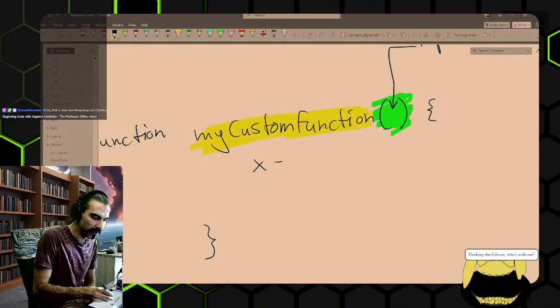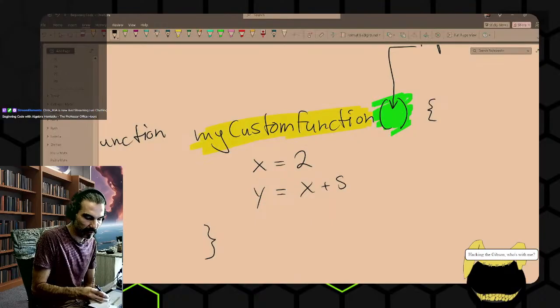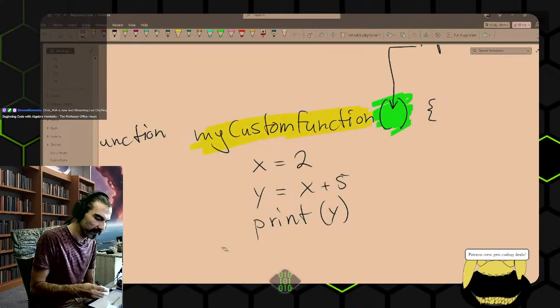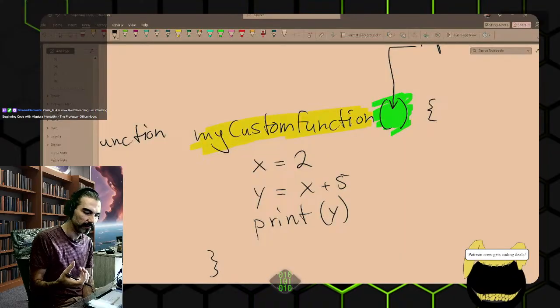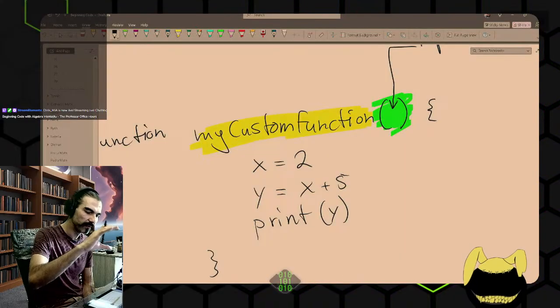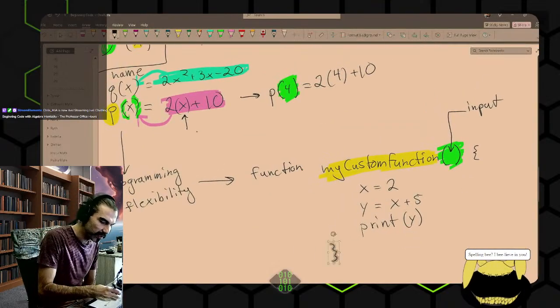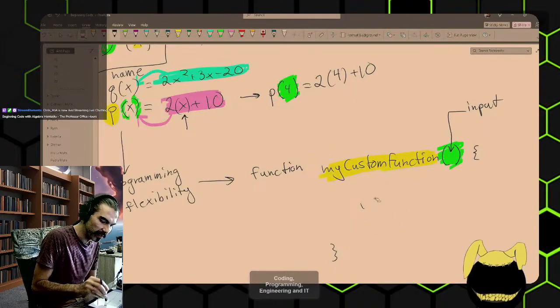We can say x is equal to 2. We can say y is equal to x plus 5. And then we can say print y. Now this will be a case where we put in a function, and the function itself contains the code. Now, what would I do if I wanted to actually make this equation into a function? That's actually a decent comparison here.